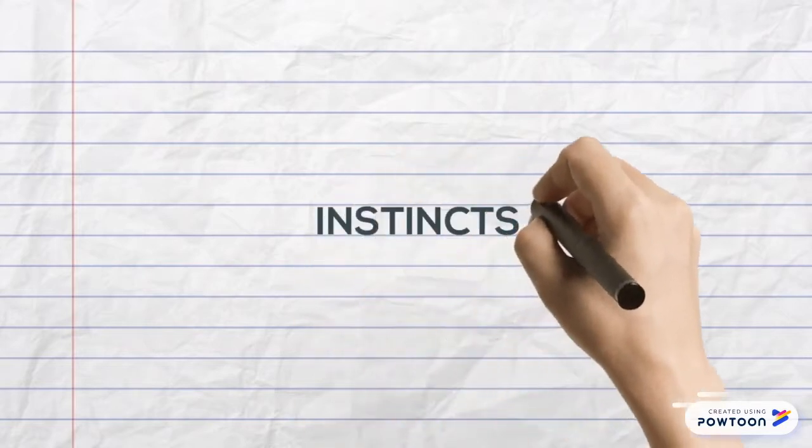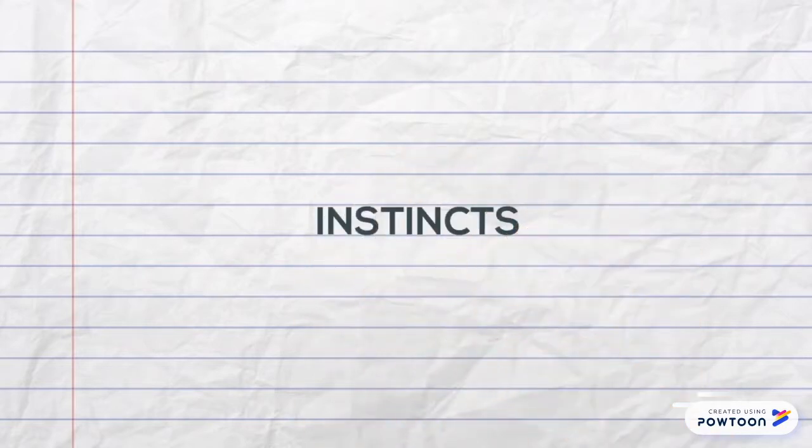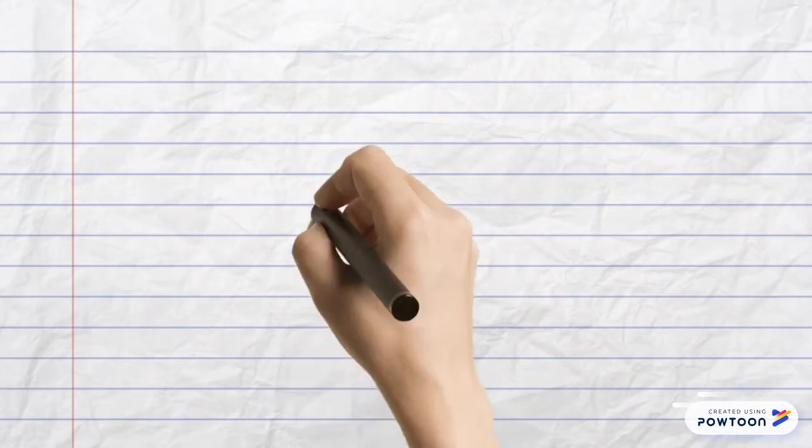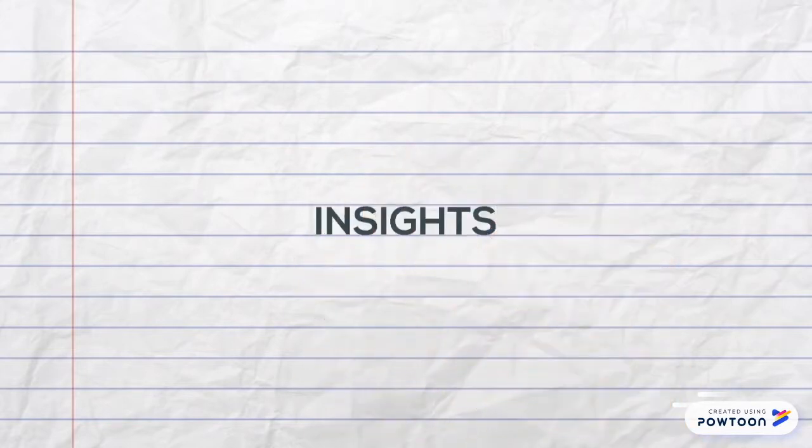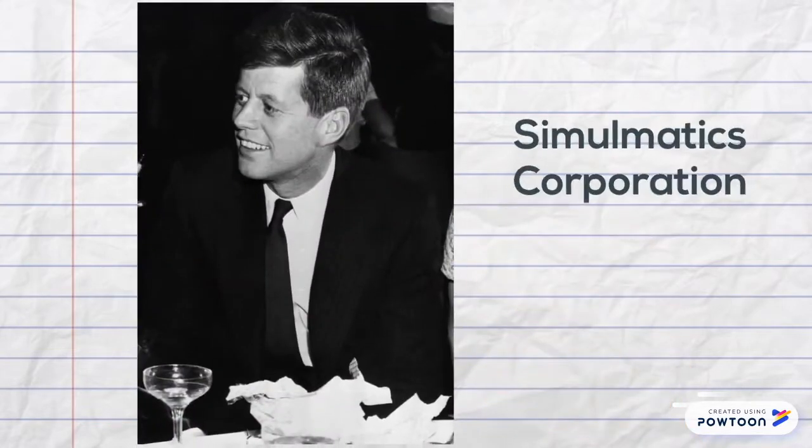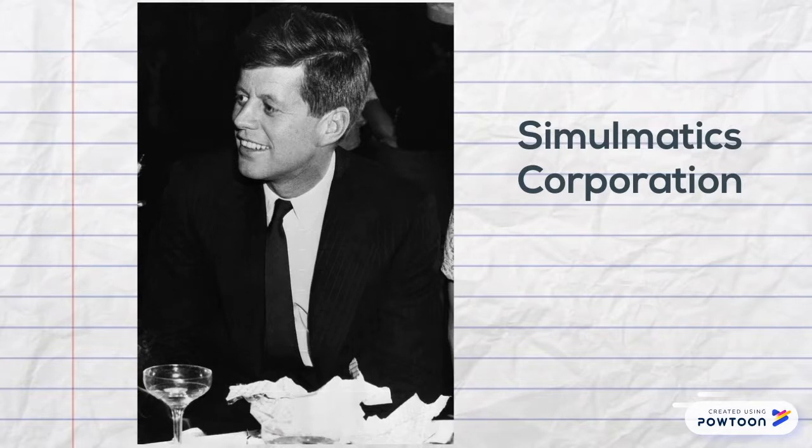In the past, politicians have often relied on their instincts when deciding on how to appeal to their audience. However, with the advent of machine learning and big data, there has been a shift from instincts to insights. The first use of data in politics was in 1960 when John F. Kennedy's campaign used one of the first data analytics companies, Simulatics Corporation, to help them understand more about their voters.